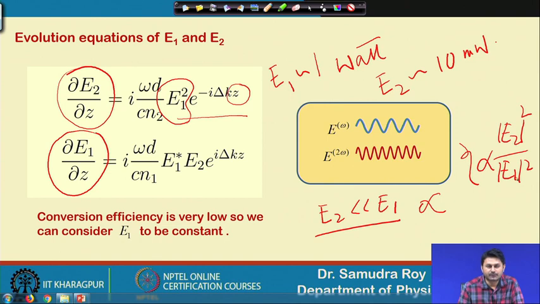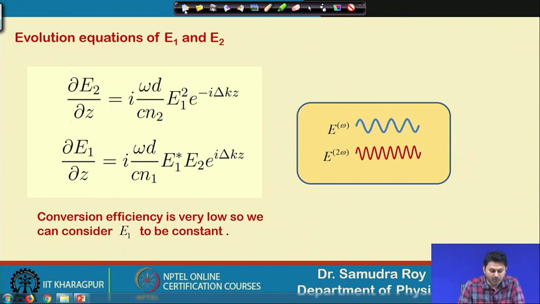Now, this quantity should be very small. Here I should not write E1, because it is in units of watt. It is better to write P1 and P2. So P1 and P2 are of the order of 1 watt and 10 milliwatt, and the efficiency, which is proportional to P2 divided by P1, will be very small. When the efficiency is very small, we can consider E1 as a constant.